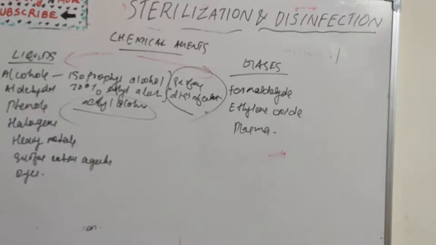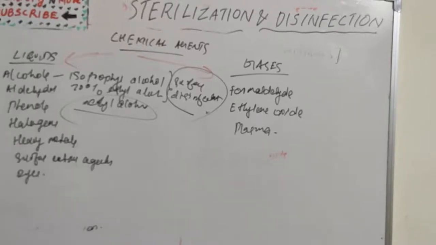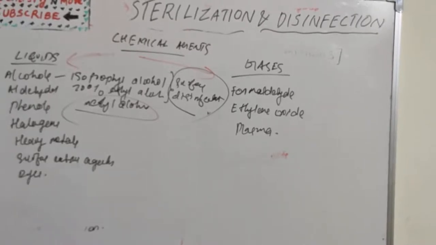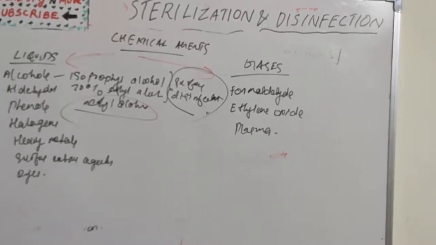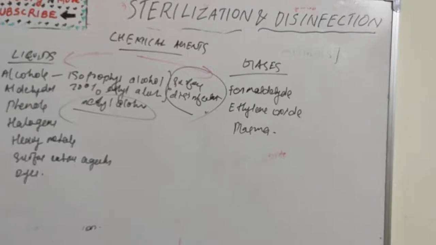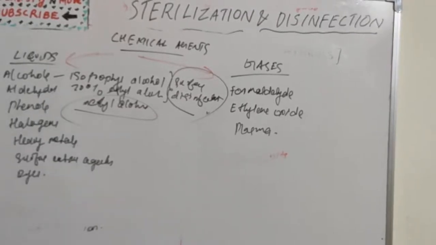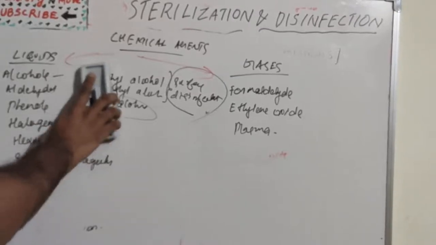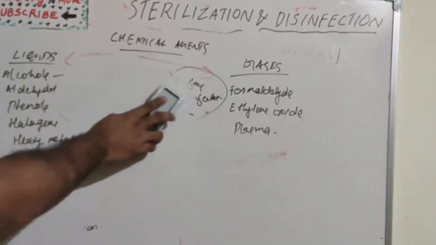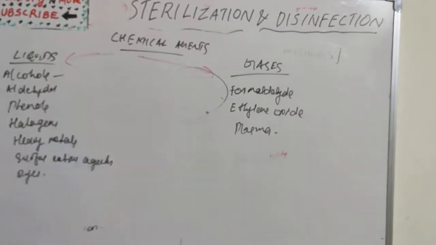So the disadvantage is it is inflammable, the mucous membrane irritation is a problem, and it promotes rusting. Okay, when we apply it on the metal, there will be rusting of the metallic parts. So those are the problems of these alcohols. They are inflammable, metal rusting is there, and mucous membrane irritant. Now we have aldehydes.